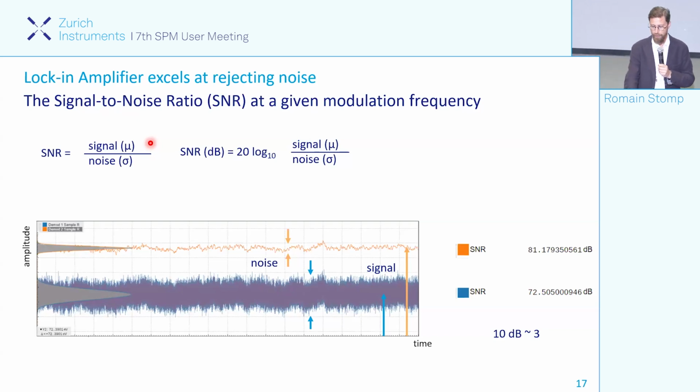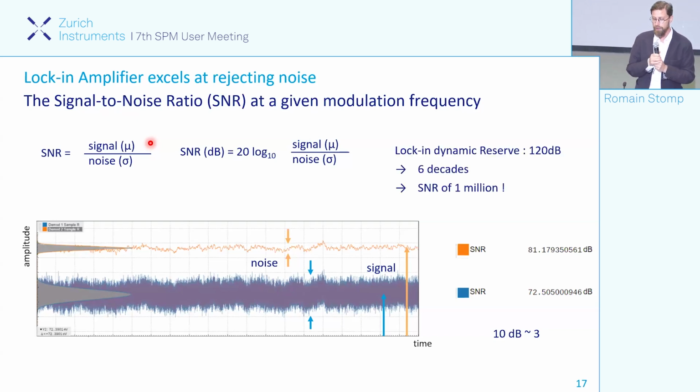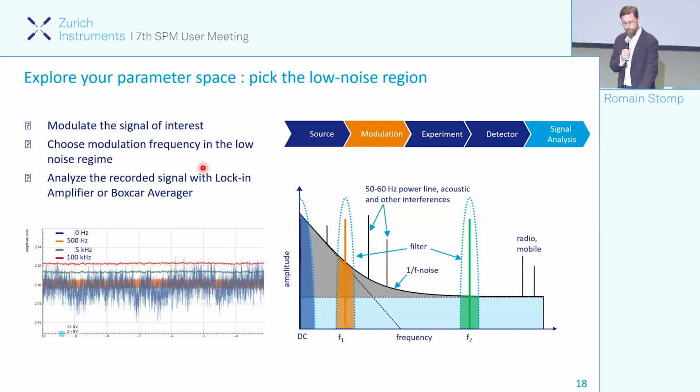In this case, a lock-in amplifier like the MFLI has 120 dB dynamic reserve. If you plug 120 dB here and divide by 20, that gives you 6. That means you can have 6 decades of SNR just from the lock-in measurement. If you take the exponential of this, 10 to the power 6, that's 1 million. So basically, one lock-in amplifier can measure one part of signal in 1 million parts of noise, and that's what makes it very powerful. But that's not the end of the story.